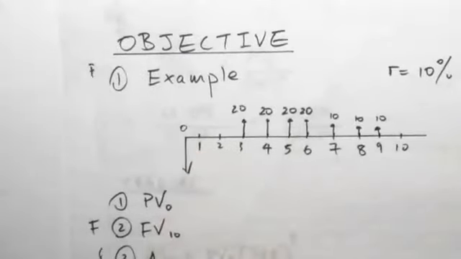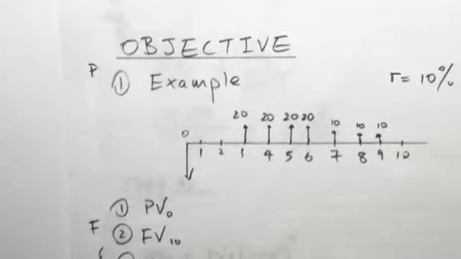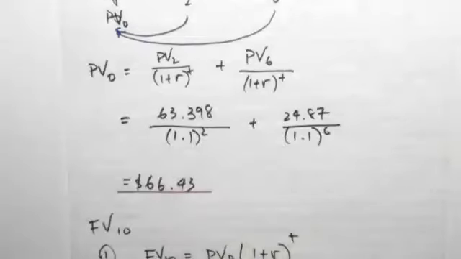So the second part of the question asks us to find the future value at year 10. So we want to find the future value at this point. So what we're going to do now, I'm going to go through this two ways, a very simple way and a more complicated way.